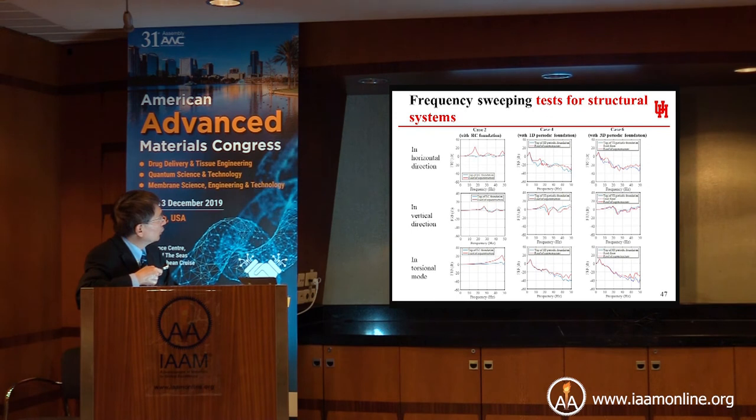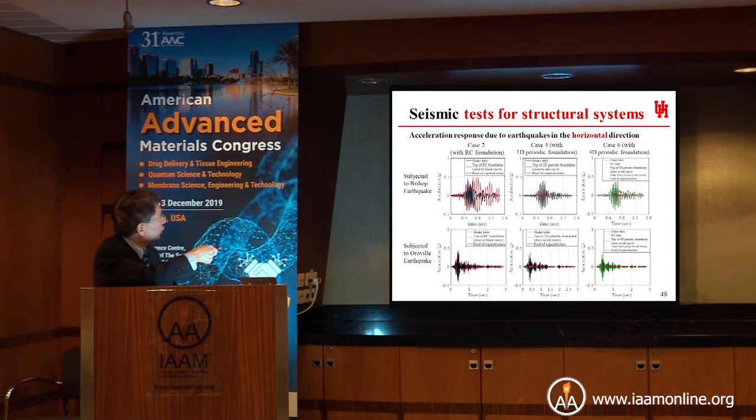Now, I want to show you the frequency sweeping test. As you can see, those are the frequency in the x-axis and in the y-axis is the FRF. Case 2, 4, and 6. Case 2 is with reinforced concrete foundation, conventional structures. This is a 1D periodic foundation. This is 3D periodic foundations. As you can see, FRF, minus 20 somewhere here. See? It will be working very well. In horizontal direction, vertical direction, and torsional mode.